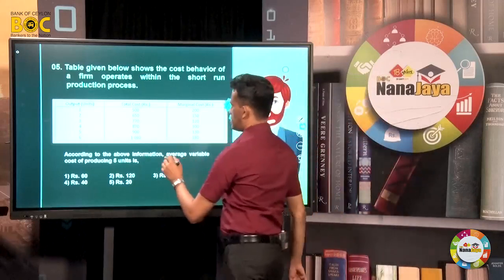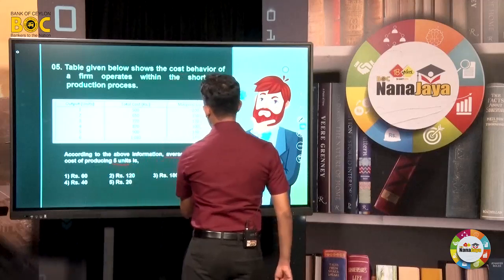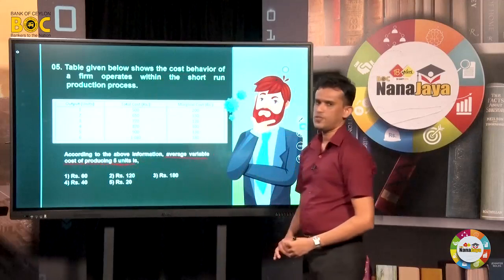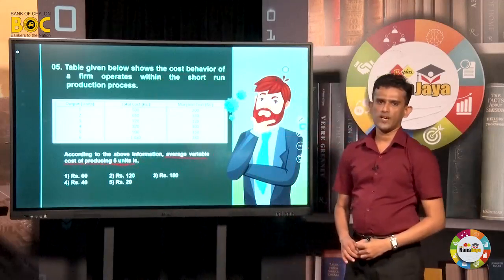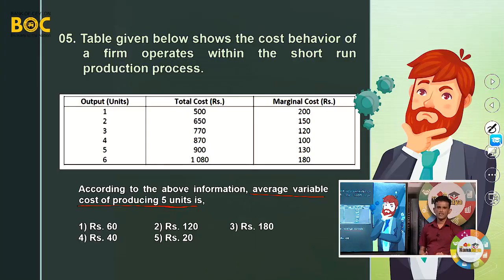They want us to calculate the average variable cost of producing 5 units. But the given information contains only the total cost and the marginal cost. So first of all, we should calculate the total variable cost at 5 units.